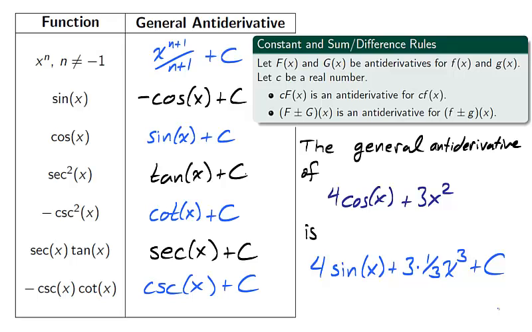Therefore, the general antiderivative of the function 4 cosine x plus 3x squared can be found by ignoring the constants, taking the antiderivative of cosine, which is sine, and the antiderivative of x squared, which is 1/3 x cubed. We find that the general antiderivative is 4 sine x plus x cubed plus c.